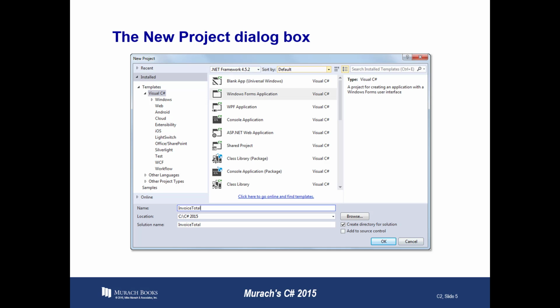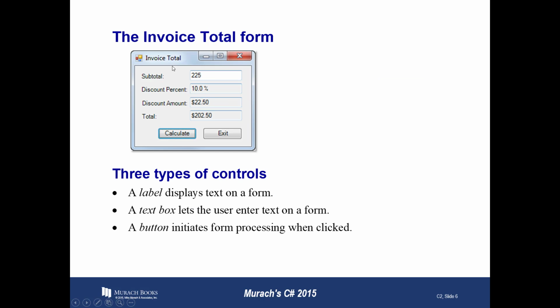Notice they did call theirs Invoice Total. They saved theirs, they created a folder called C# 2015. I don't have that. You can do that if you want. Who cares? So this is what I'm going to create.